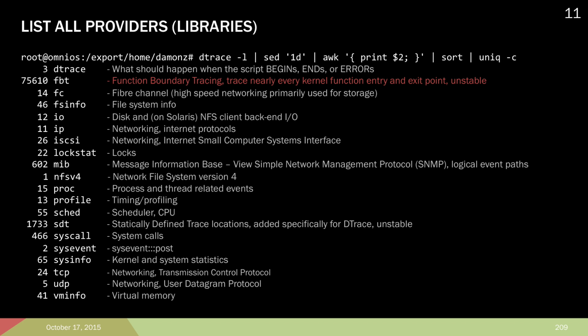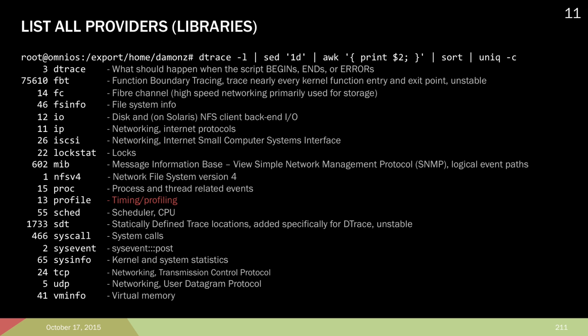FBT is function boundary tracing. This allows us to instrument the entry and return of nearly every kernel function. These probes are dynamically generated from the kernel, so if we use them in scripts, as the kernel changes, our scripts may need to change. That's why this and some other probes are said to be unstable. MIB stands for Management Information Base. These probes allow us to view Simple Network Management Protocol, or SNMP, counters.